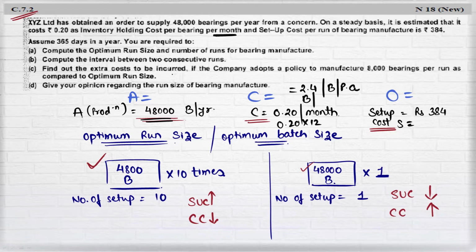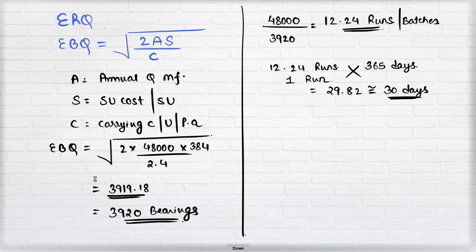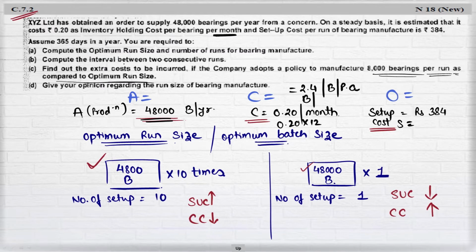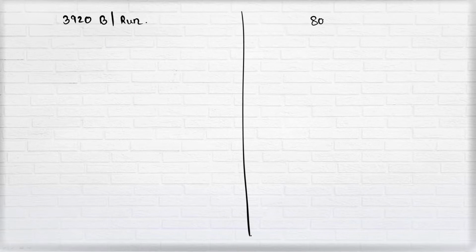Find out the extra cost to be incurred if the company adopts a policy to manufacture 8,000 bearings per run as compared to optimal run size. Alright. What run size have we suggested? 3920 bearings per run. What does the company want to adopt? 8,000 bearings per run. Two types of cost are incurred as far as this run size is concerned. One is the setup cost, another is carrying cost.